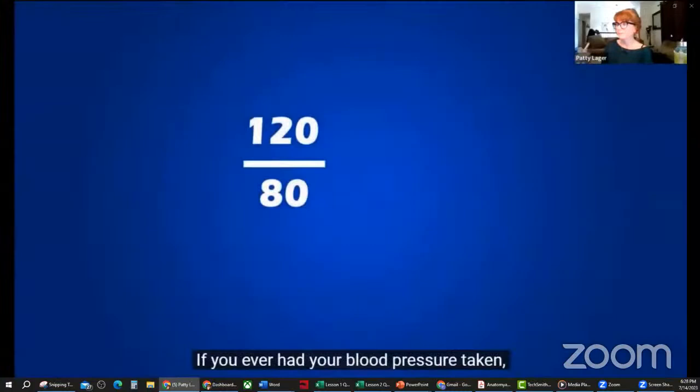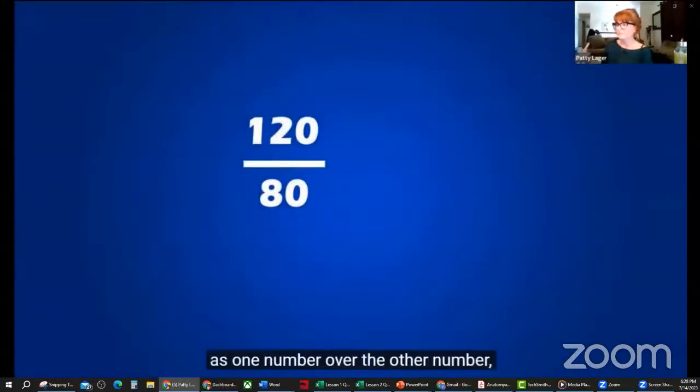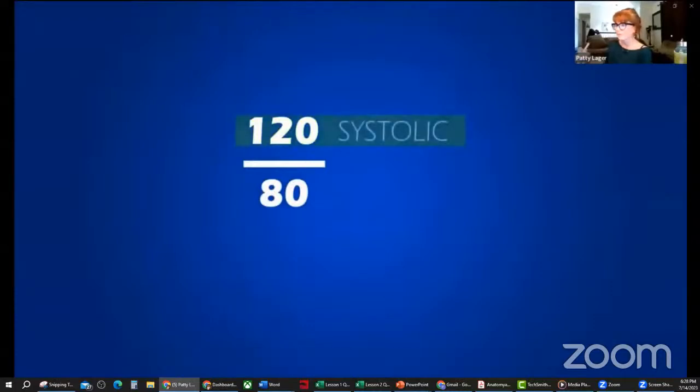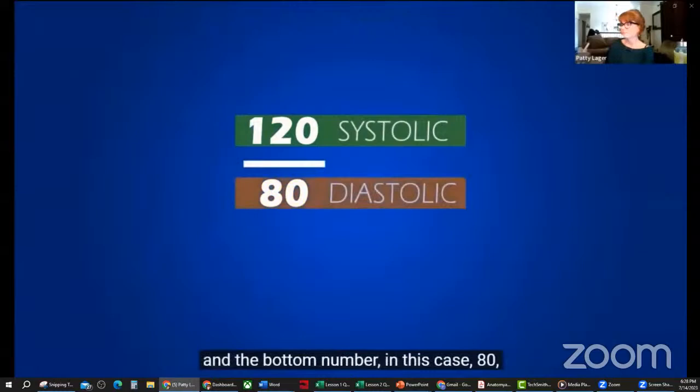If you have ever had your blood pressure taken, you likely noticed that the results were stated as one number over the other number, such as 120/80. The number on top, in this case 120, represents systolic pressure, and the bottom number, in this case 80, represents the diastolic pressure. Let's take a close look at the dial used for determining such a measurement.